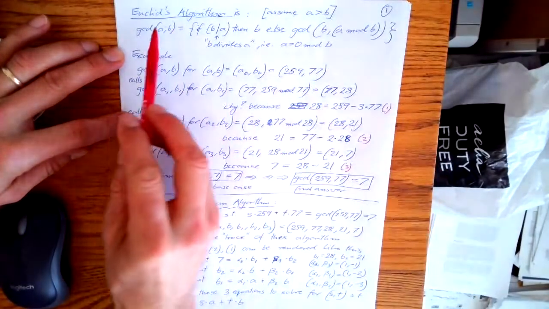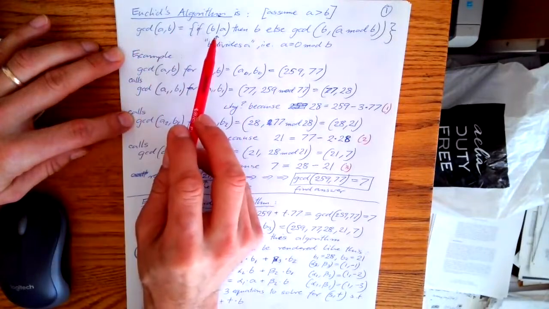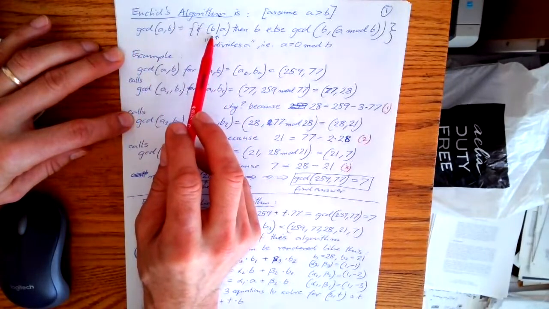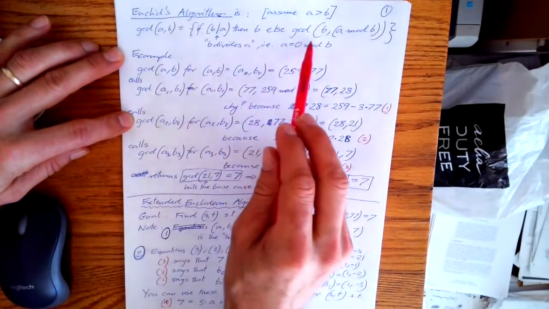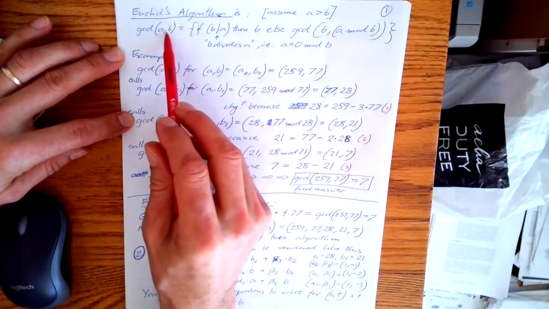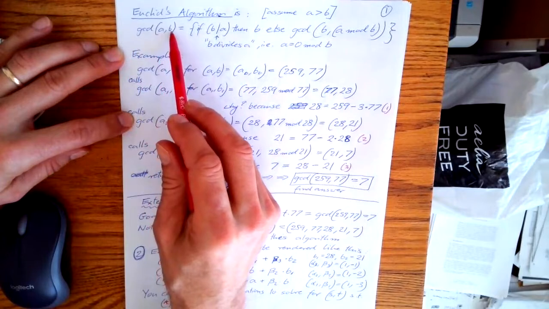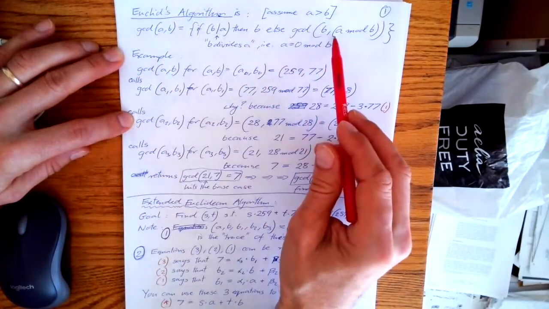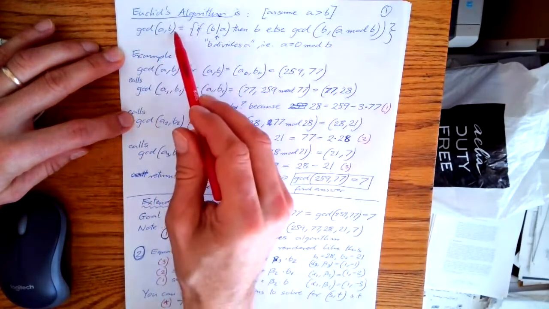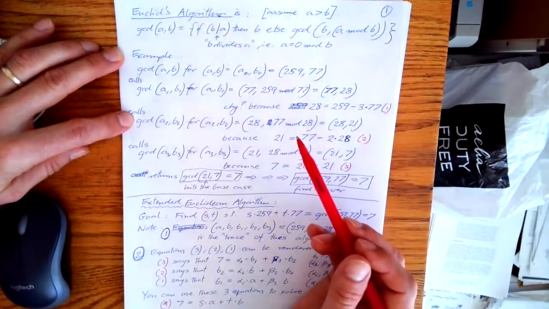So here's Euclid's algorithm in a nutshell, right? GCD of A, B: in the base case where B divides A, it's just B, and otherwise you recursively run on the smaller of the two, because we assume that the first argument is larger than the second, and you shift them one to the left. The next smallest is A mod B.